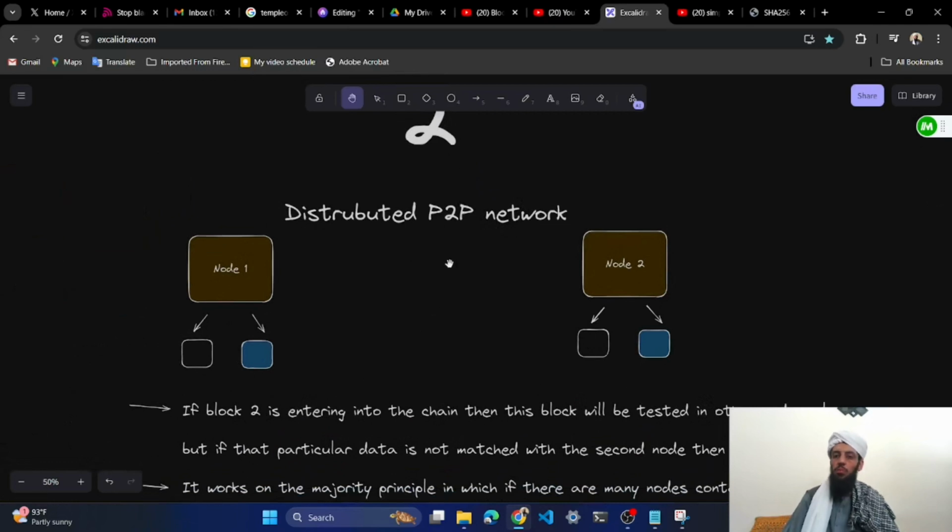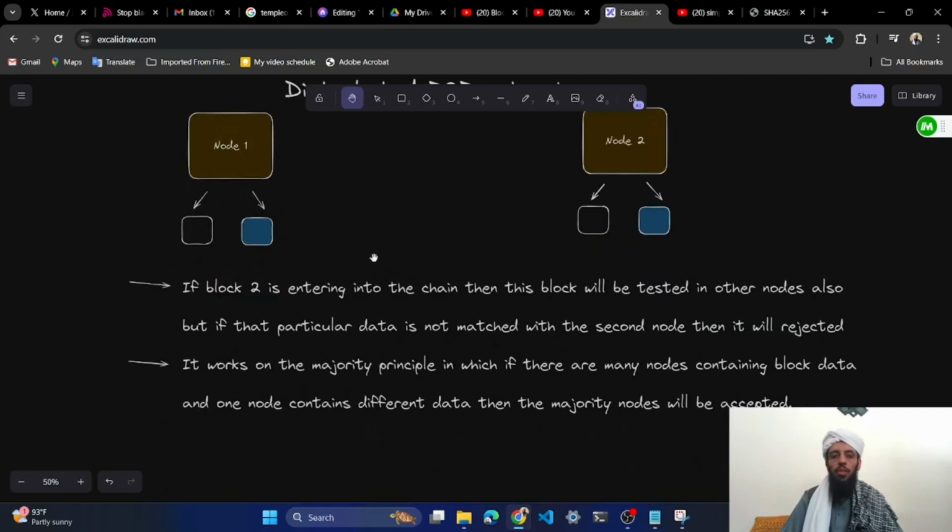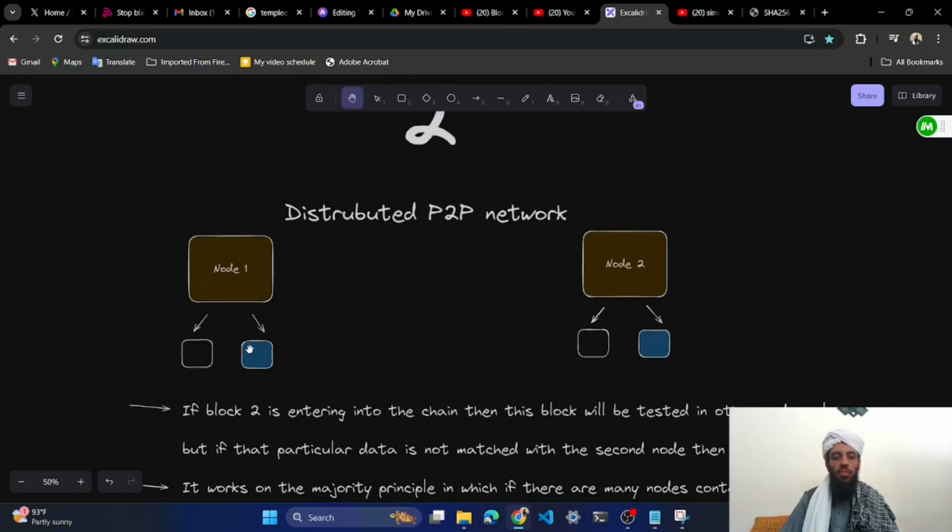Now this is a distributed P2P network in which the nodes communicate with each other in a peer-to-peer network, in which one node will have multiple blocks, and the second node will also have multiple blocks. So if block 2 is entering into the chain, then this block will be tested in other nodes. So let's say this is the block and this is the new block.